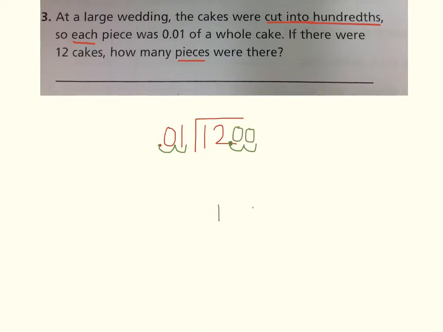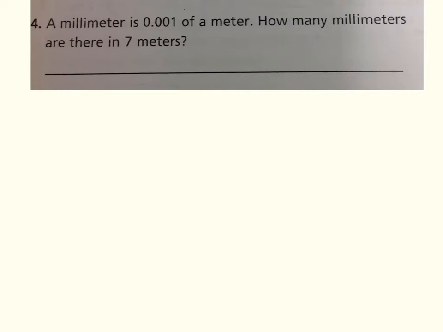And now we have 1 goes into 1200, which should be a mental math fact, but if it's not, we could go 1 goes into 1, 1 goes into 2, 1 goes into 0, 1 goes into 0. There were 1200 pieces of cake. Number 4 says a millimeter is 1/1000th of a meter. How many millimeters are there in 7 meters?